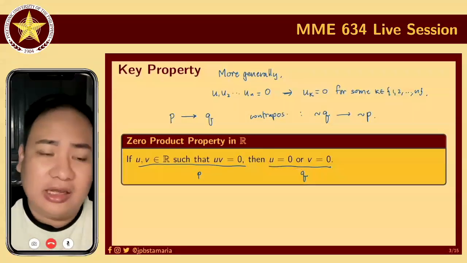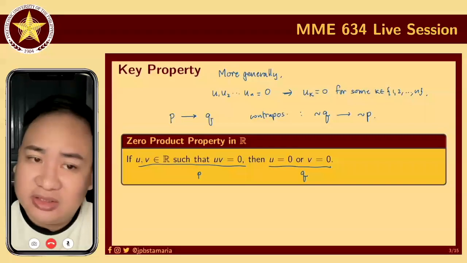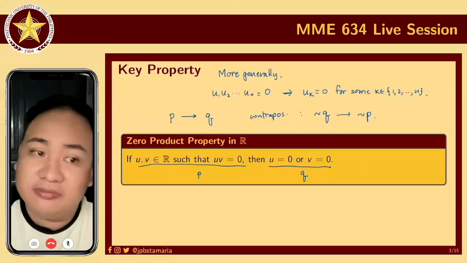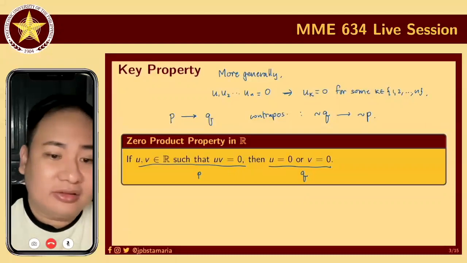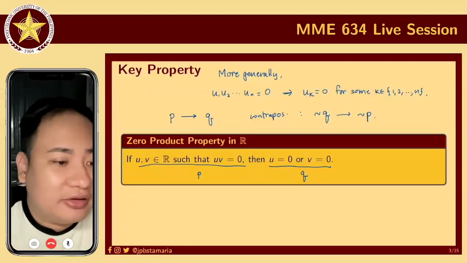Anong kabaligtaran ng isa sa u or sa v ay 0? If none of them is 0, then uv is not equal to 0. Very good. Who is that? Syra. Syra, yes.